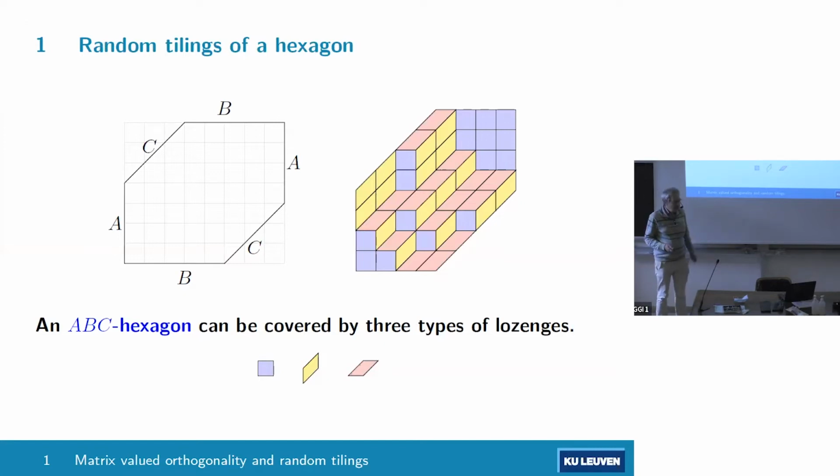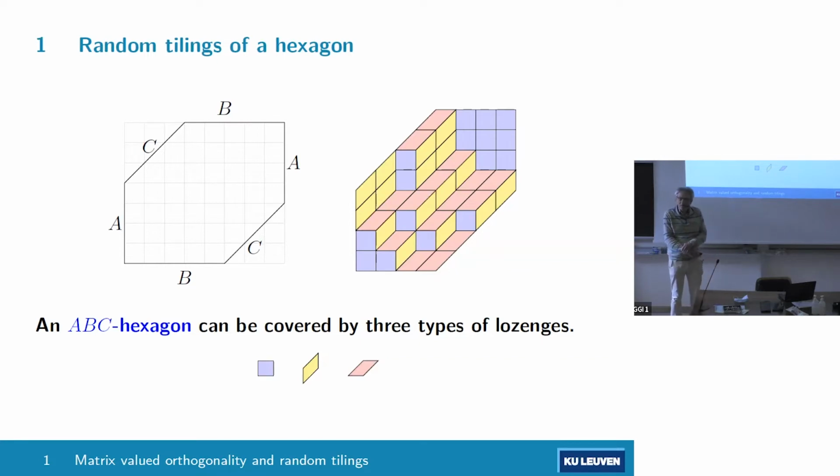an ABC hexagon. So the side lengths are integers A, B, C, and you can cover it with these lozenges of three types. Here you see there are different colors. You have the box in this shape. It's convenient to put it in this shape because of the coordinates. And then this yellow lozenge going up, and then there's also a red one. There are many ways to cover such a hexagon with these lozenges.